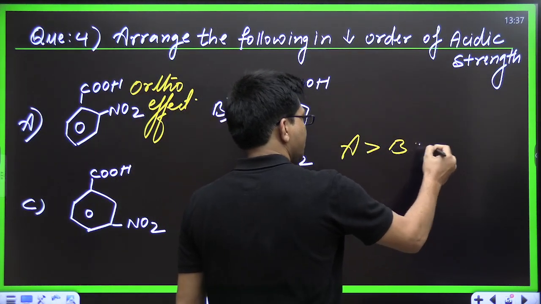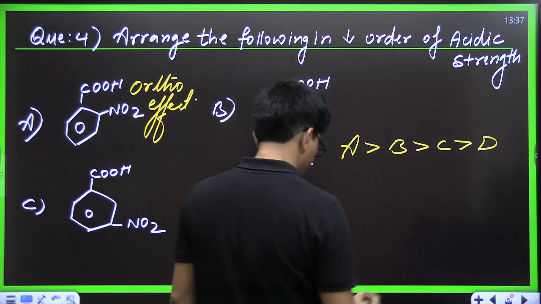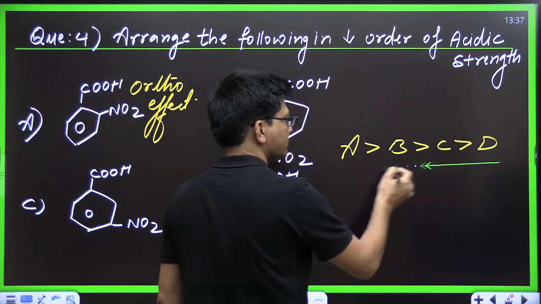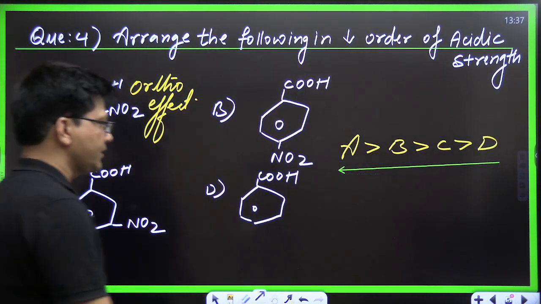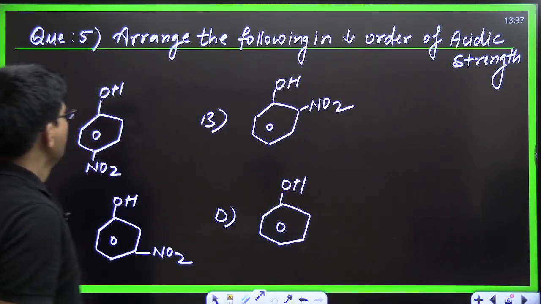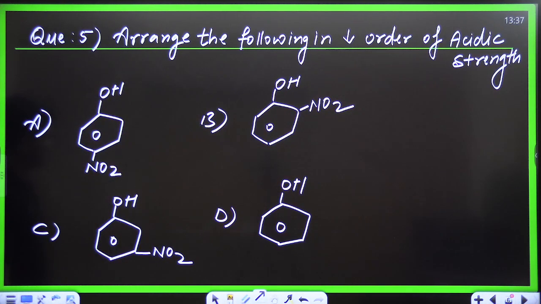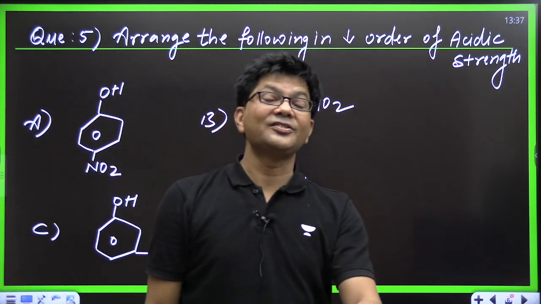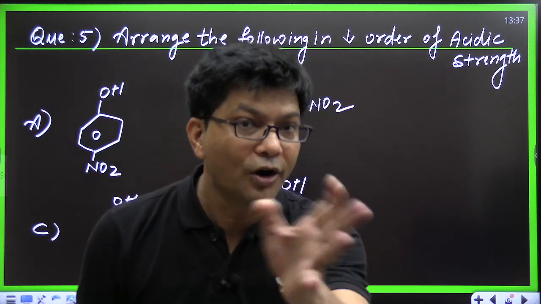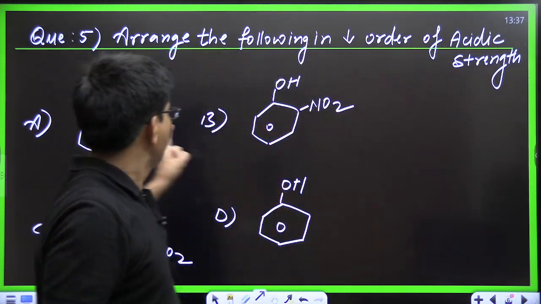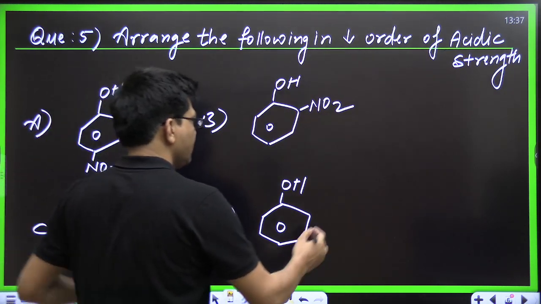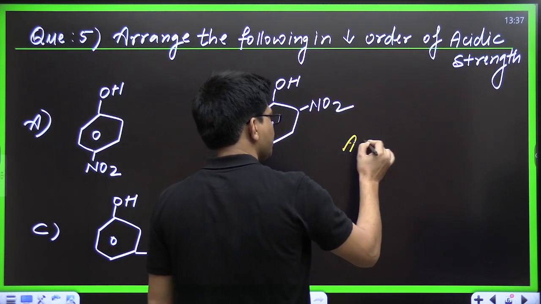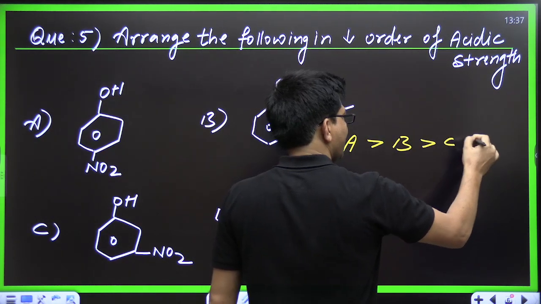A, B, C, and D. This is the correct answer. This is the acidic strength order. Now let's come to question number 5. Now kids, just use your brain, find out the answer. Now, if by chance over here also you are going to apply the ortho effect, you will fail. In phenol, there is no ortho effect. No ortho effect. So once again, the answer is A, B, C, and D.